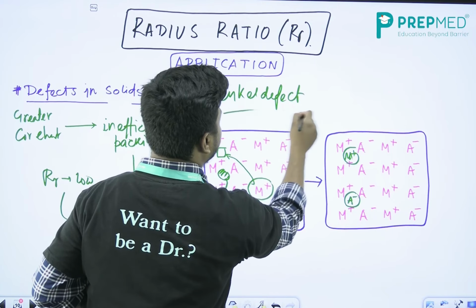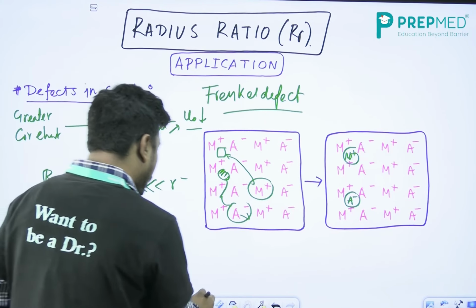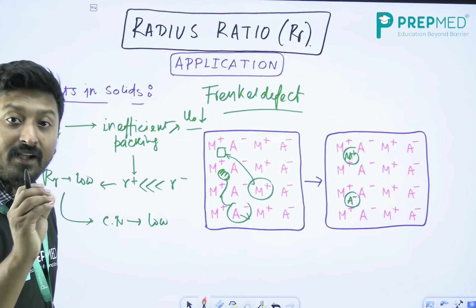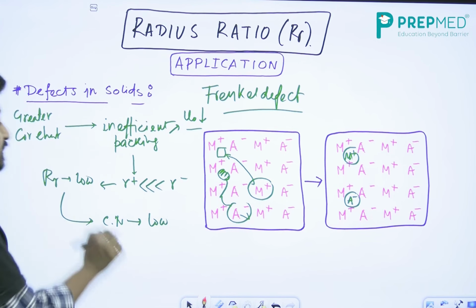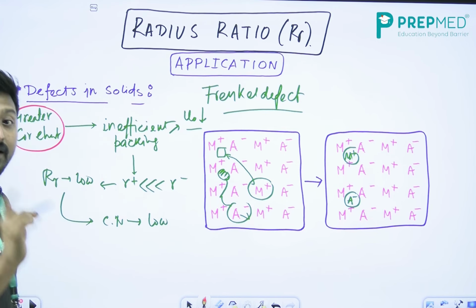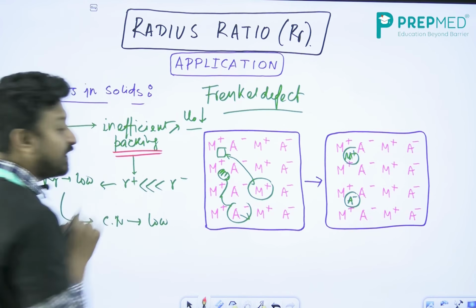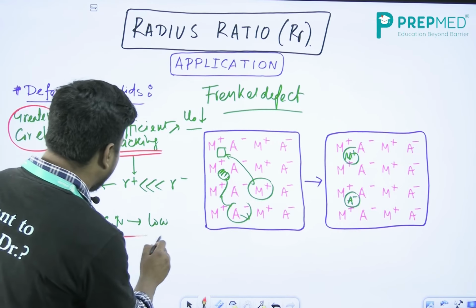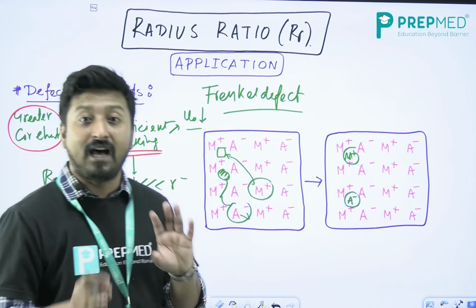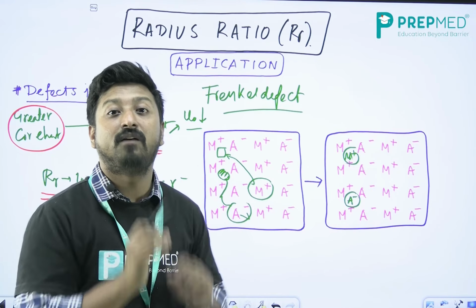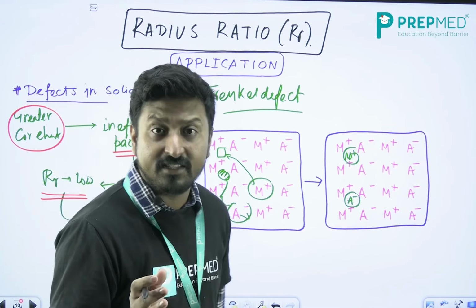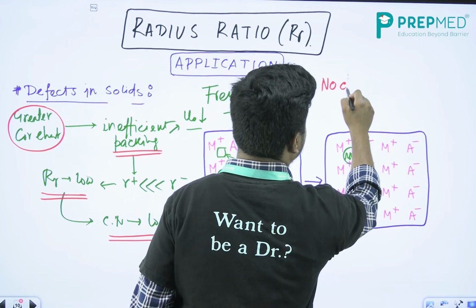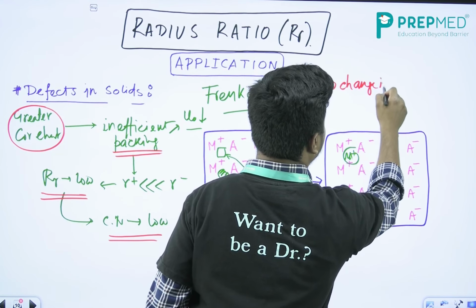Frenkel defect. So, this is a very important piece of information. What are the important points you need to remember? Number one, the Frenkel defect happens in systems where you have a greater covalent character. Number two, where you have inefficient packing, and as a result the radius ratio becomes low, and the coordination number becomes low. So the ions leave the normal sites and fill up the interstitial sites. Will there be any change in density? No, definitely not. There will be no change in density.